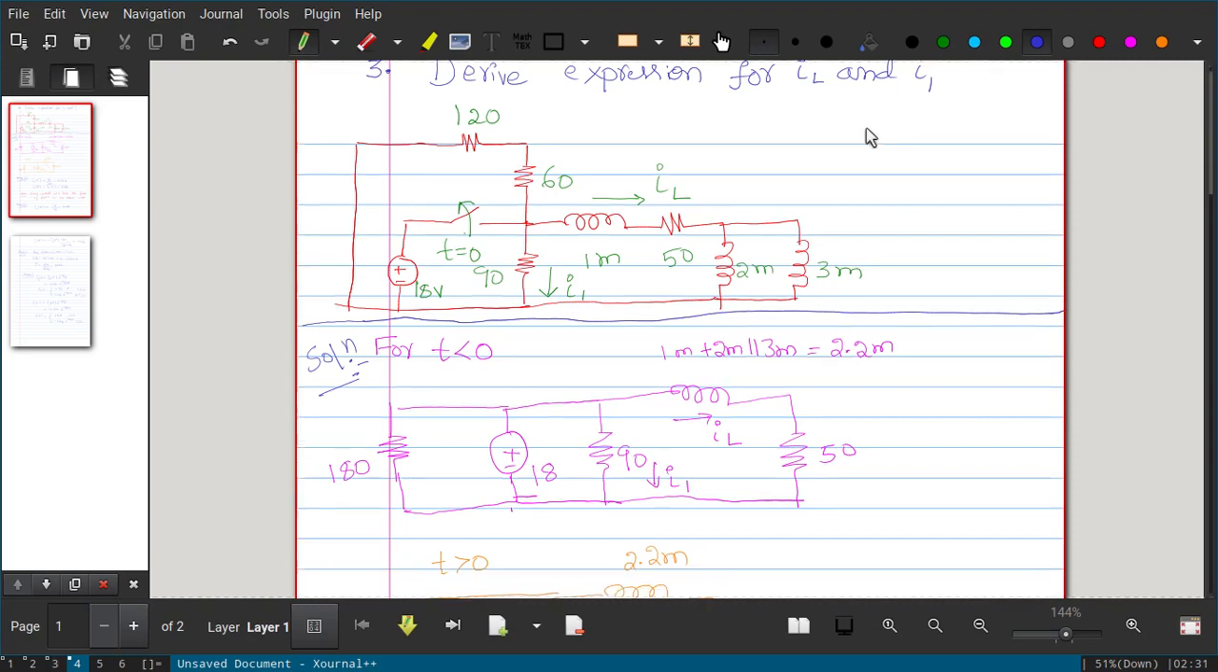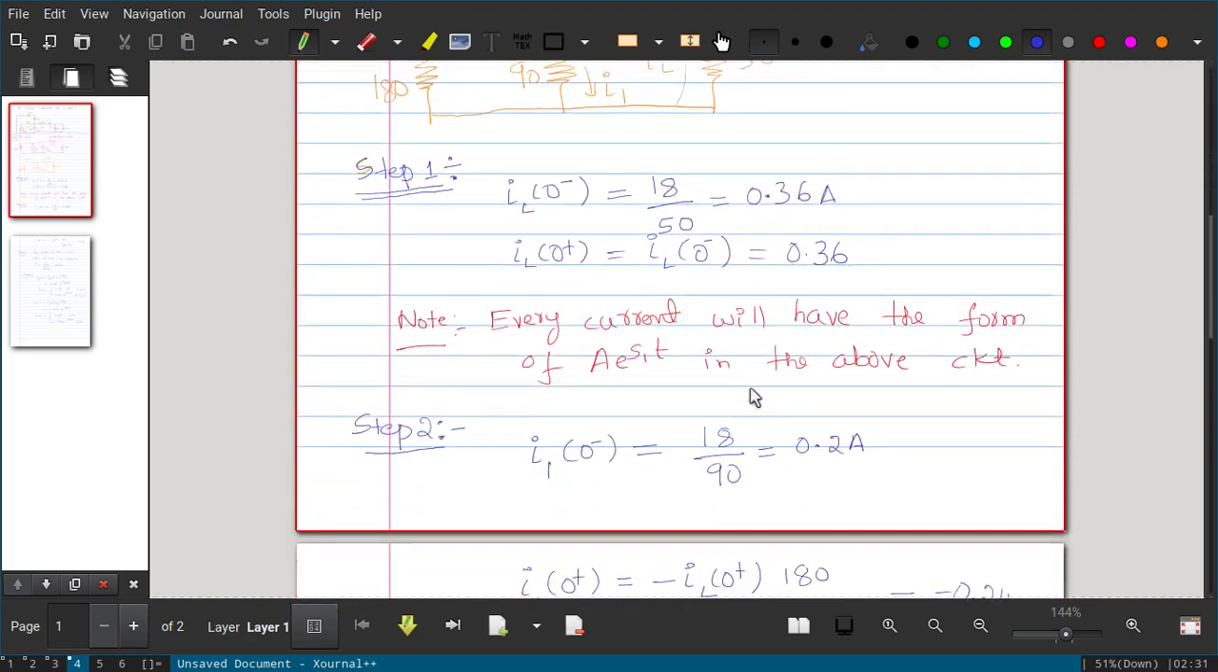That is, the initial current value will be different. So every current will have the form of A e^(S1 t) in the above circuit. For that, I1 of 0 minus, actually we don't need I1 of 0 minus. Why? To calculate IL of 0 plus, we need IL of 0 minus, because the inductor resists abrupt change.